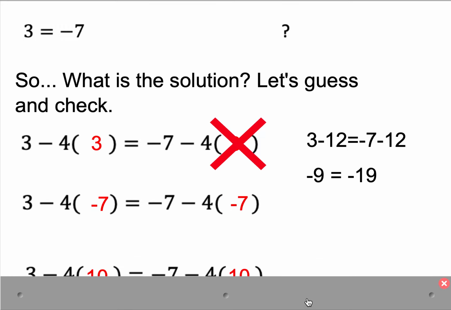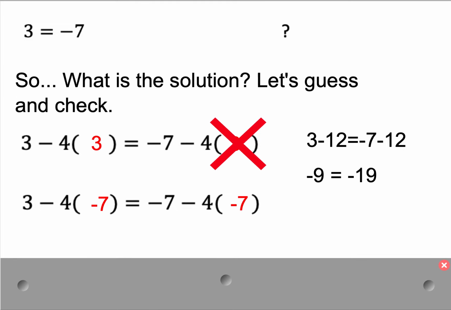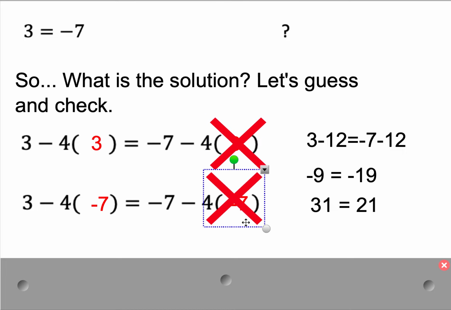All right, let's try another one. What if we try the negative 7 that's there? Well, 3 minus 4 times negative 7. Negative 4 times negative 7 is 28. 3 plus 28 is 31. And the other side, negative 7 minus 4 times negative 7. Negative 4 times negative 7 is 28. Negative 7 plus 28 is 21. Again, that is false. So negative 7 doesn't work.